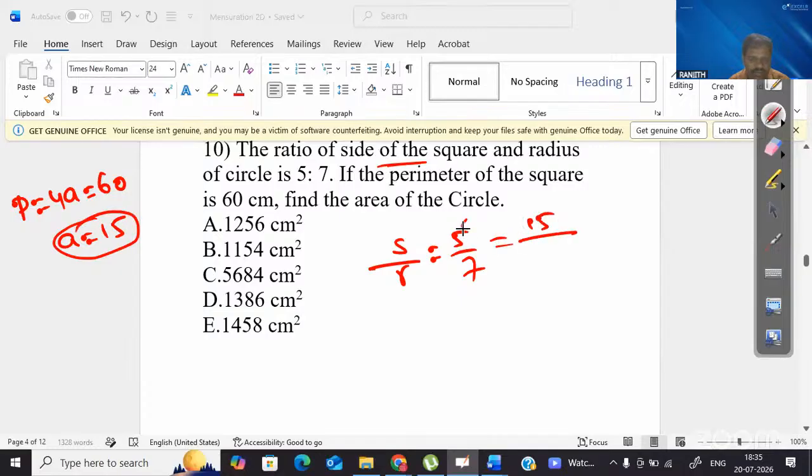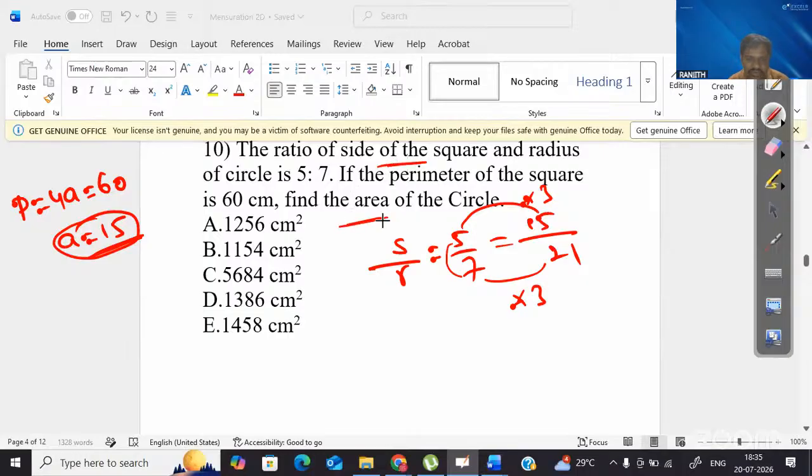In 5 table 15, how many times? 3 times. So in 7 table also 3 times will be equal to 21. It is given side of a square and radius of circle. Already we got side of a square equal to 15. It is in the ratio 5 by 7. We got 5 parts equal to 15. In 5 table 15, 3 times. In 7 table 3 times equal to 21.